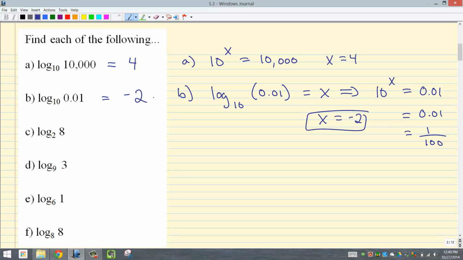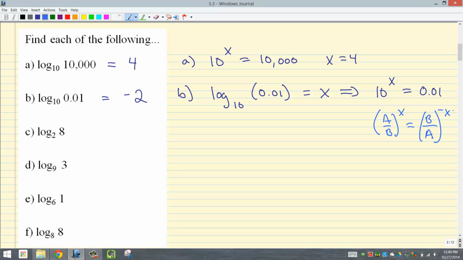This is equal to negative 2. You have to remember that if you have a divided by b to the x power, that equals b divided by a to the negative x power. Negative exponents reciprocate. They flip numerator and denominator. They don't make your sign negative. They don't change the sign. They reciprocate the fraction.